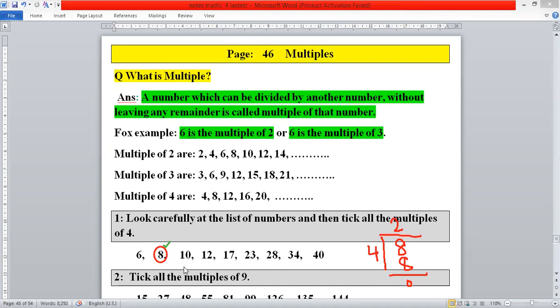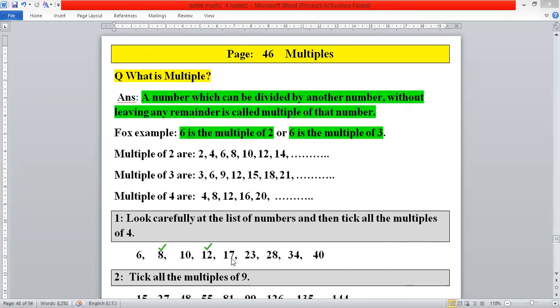In this way, we will check 10, 12, 17. In other words, you can count the table of 4 and you can also tick the multiple of 4. 4 ones are 4, 4 twos are 8. 8 is available here. 8 is the multiple of 4. 4 threes are 12 is the multiple of 4. 16.